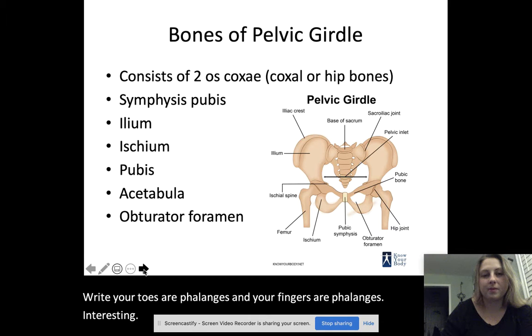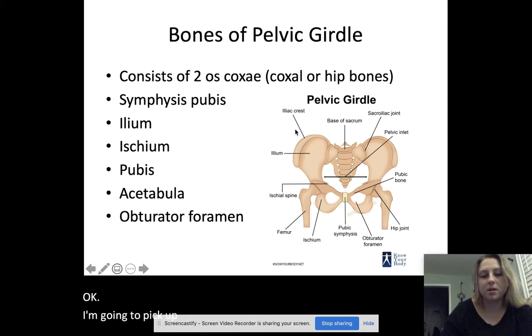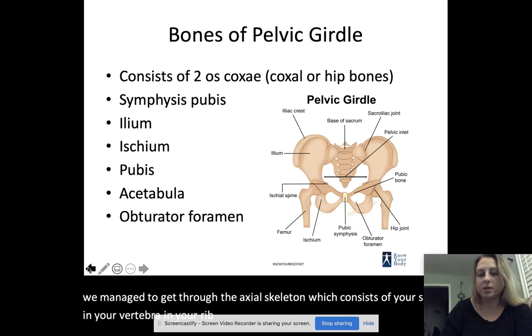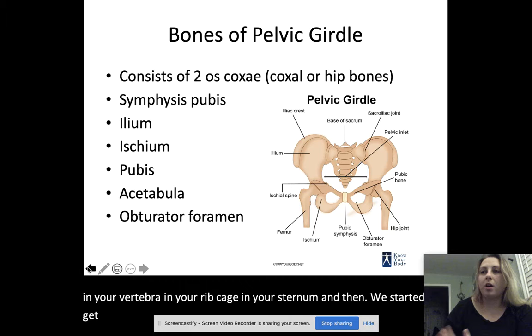I'm going to pick up with bones of the pelvic girdle on the next video, but we managed to get through the axial skeleton, which consists of your skull and your vertebra and your rib cage and your sternum. And then we started to get to our appendicular skeleton, which is our arms, our legs, our hips. So we'll pick up with the pelvic girdle on the next video.